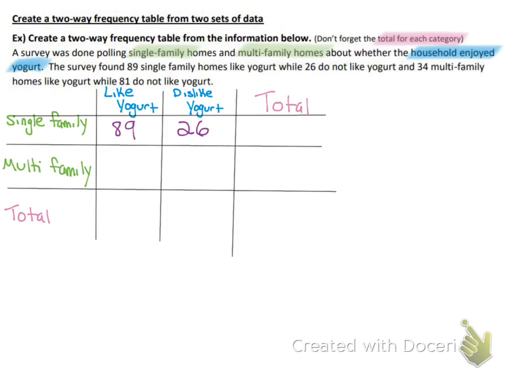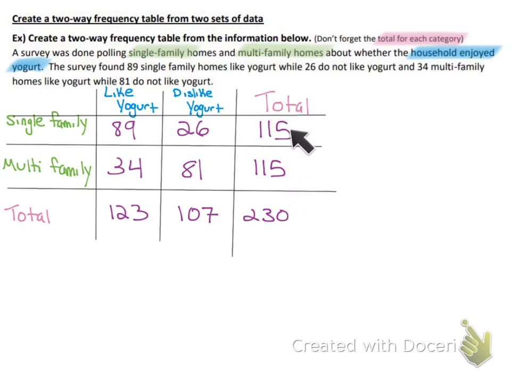I noticed that 89 single-family home people like yogurt and 26 dislike it. For multifamily, we have 34 liking yogurt and 81 disliking yogurt. That came directly from the word problem. Now, in order to get the totals, we need to add. Adding across, we get the 115 and the 115. Adding down, we get the 123 and the 107. And last but not least, we need that number in the corner, and that number is 230. You know you made your two-way frequency table correctly when the vertical or the column total matches the row total.